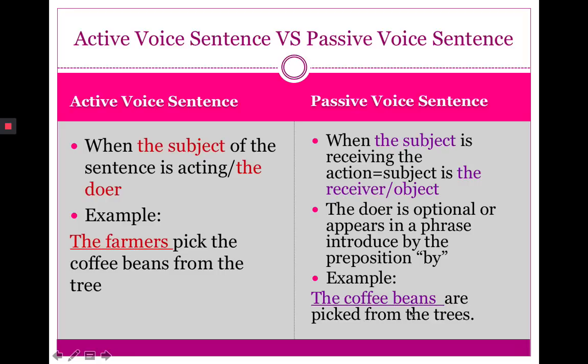This is what we call a passive verb. A passive verb consists of a be verb, is, are, was, were, and then a verb in past participle, mostly with ed. The coffee beans are picked from the trees. If you want to mention who picked it, you say the coffee beans are picked from the trees by the farmers. But if you don't want to mention that, you can put a stop here. And if you don't want to tell them where, you can put a stop here: coffee beans are picked. That is already considered a grammatically correct sentence.